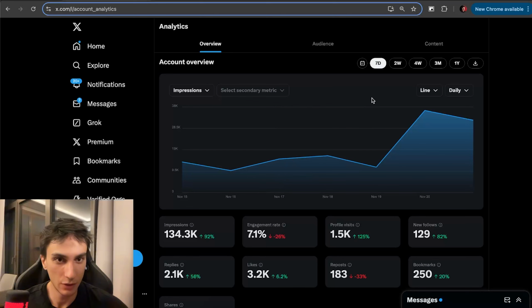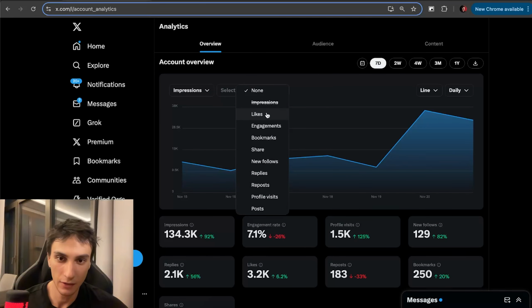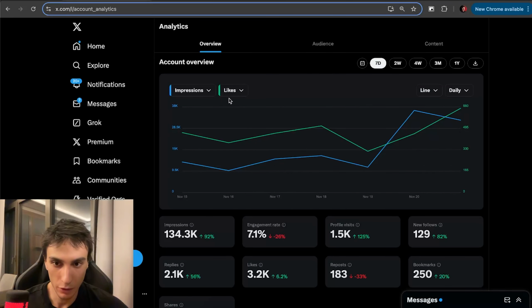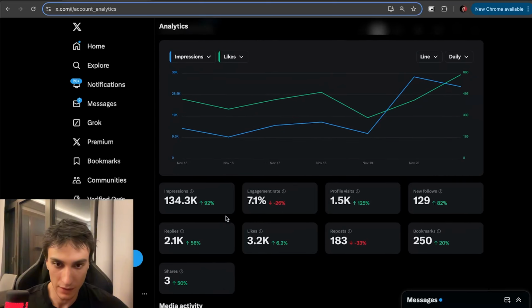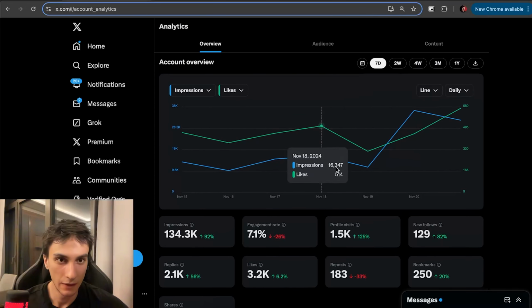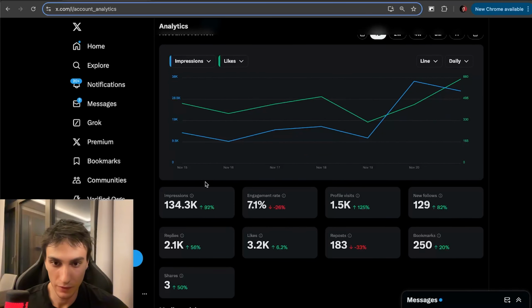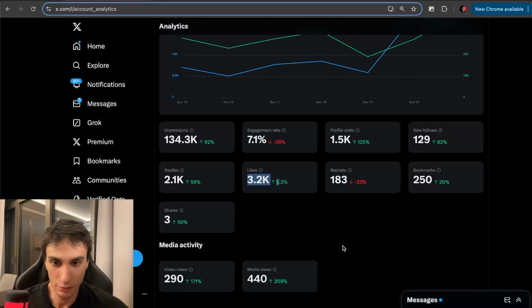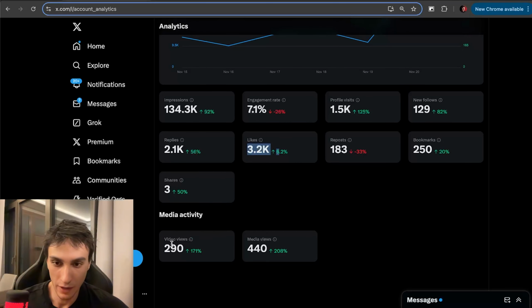As you can see, you can choose the time frames here, and in the main graphic you have the impressions, but you can also add secondary metrics here to compare both at the same time. At the bottom, you can see the metrics individually in this week. So this is the weekly view of the impressions, engagement rate, profile visits, new follows, and you have replies, your likes, reposts, bookmarks, and shares. And also you have video views and media views. So these are all the views you get to your media, the pictures and videos combined, or just your videos.